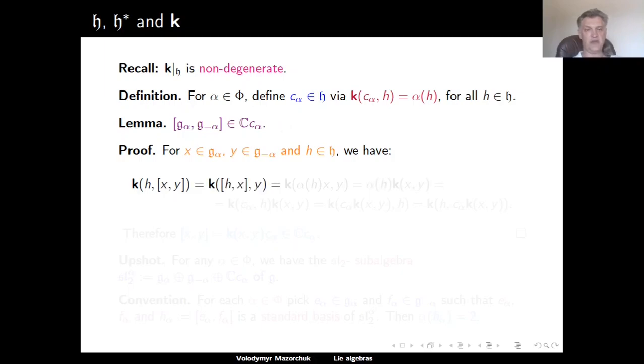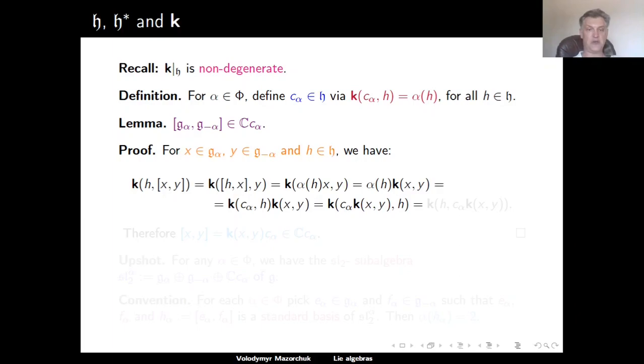Using the associativity of the Killing form, we write it as the value of the Killing form at the commutator of h and x and the element y. The commutator of h and x is equal to alpha of h times x. This is because h is an element of the Cartan subalgebra and x is an element of G sub alpha. Now we can move out the scalar alpha of h, and now we can use the definition of the element C sub alpha to write alpha of h as the value of the Killing form at C sub alpha and h.